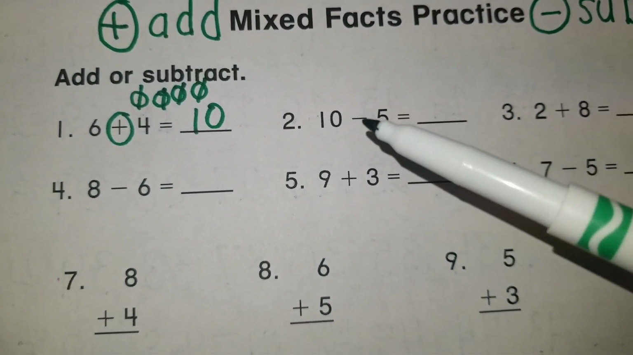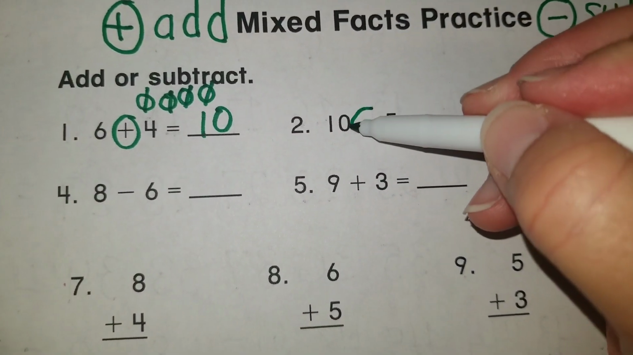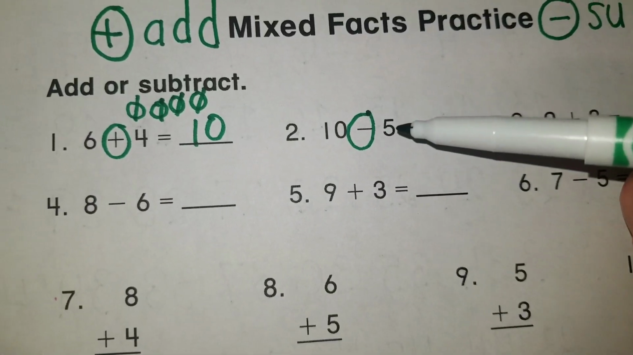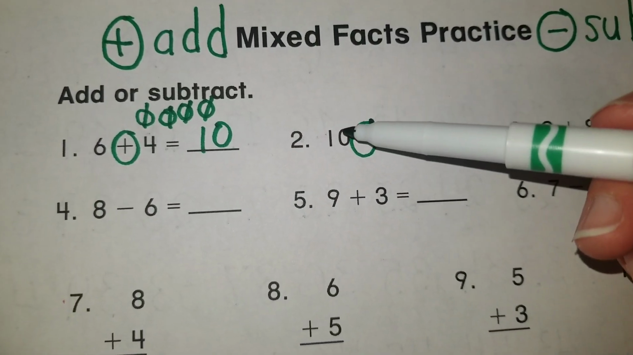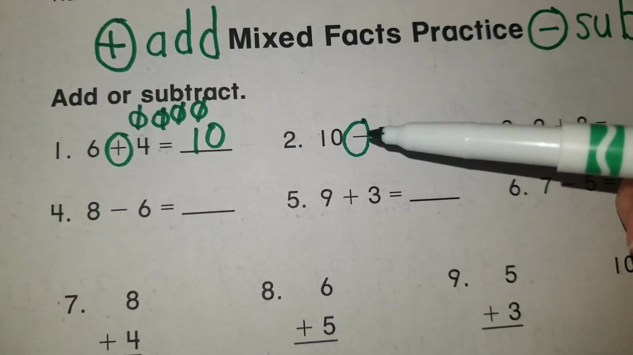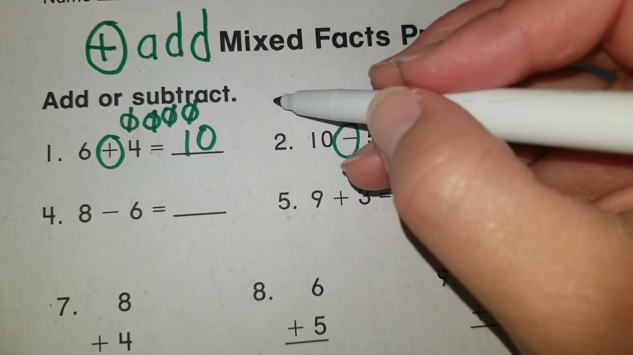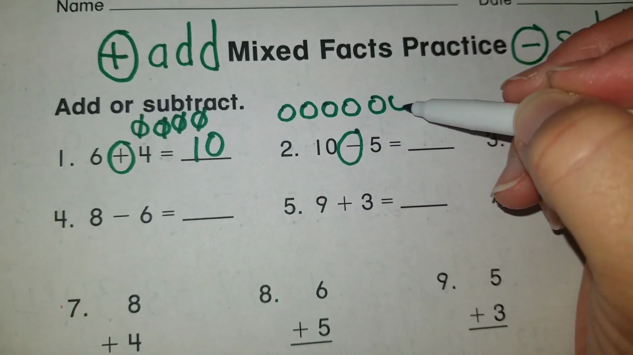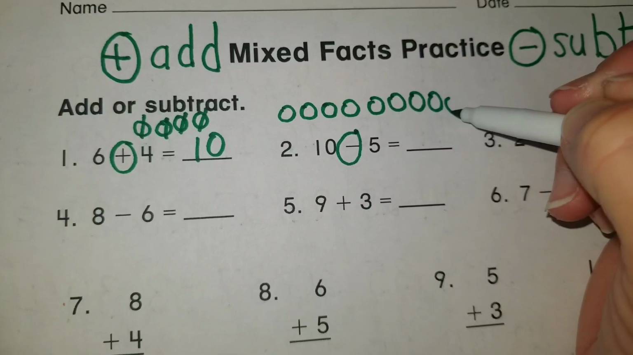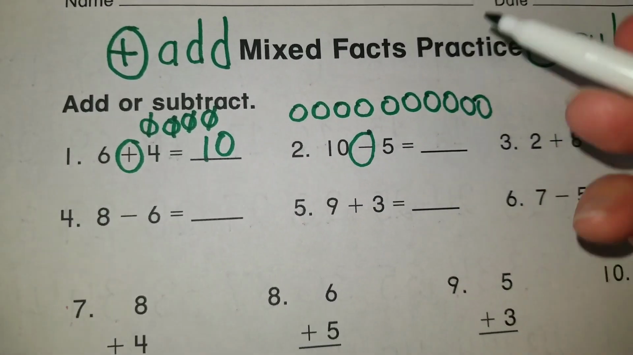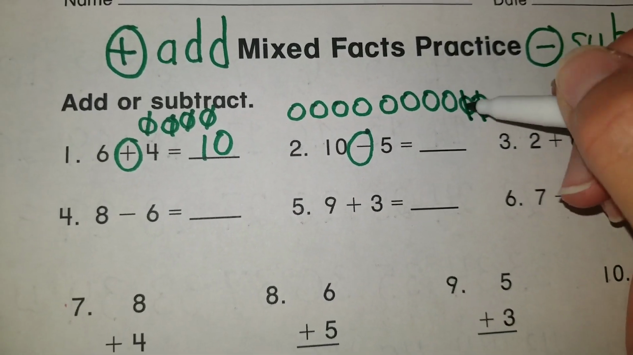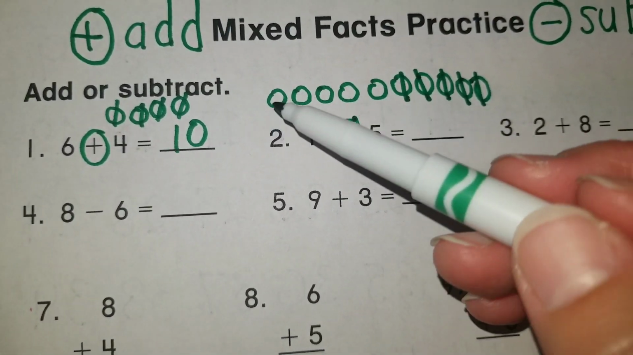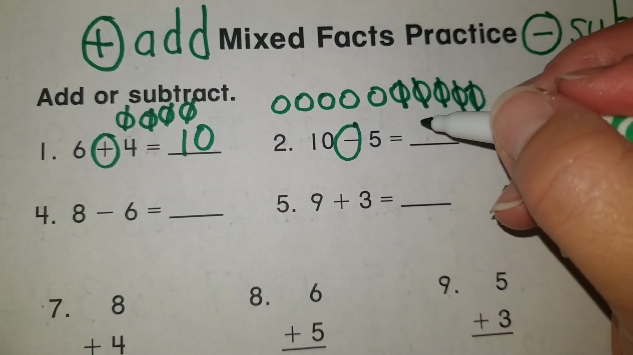Alright, now we have number 2, 10 take away 5. 10 minus 5. So this is a minus. It means subtraction. We're going to take away from the big group. So you can do these two ways. You can take out 10 fingers and take away 5, or you can draw 10 circles. 1, 2, 3, 4, 5, 6, 7, 8, 9, 10, and we're gonna take away 5. So you say 1, 2, 3, 4, 5, and you count what you have left. 1, 2, 3, 4, 5.